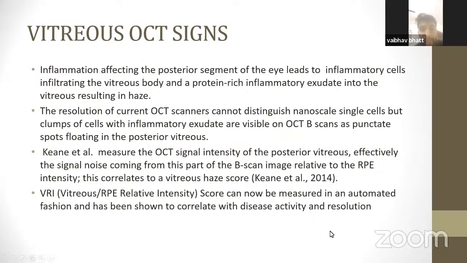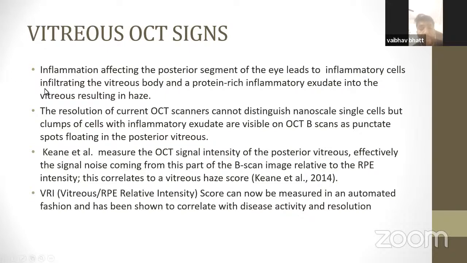Now, vitreous OCT signs. Inflammation affecting the posterior segment of the eye leads to inflammatory cells infiltrating the vitreous body and a protein-rich inflammatory exudate into the vitreous, resulting in haze. The resolution of current OCT scanners cannot distinguish nanoscale single cells, but clumps of cells with inflammatory exudate are visible on OCT B scan as punctate spots floating in the posterior vitreous.